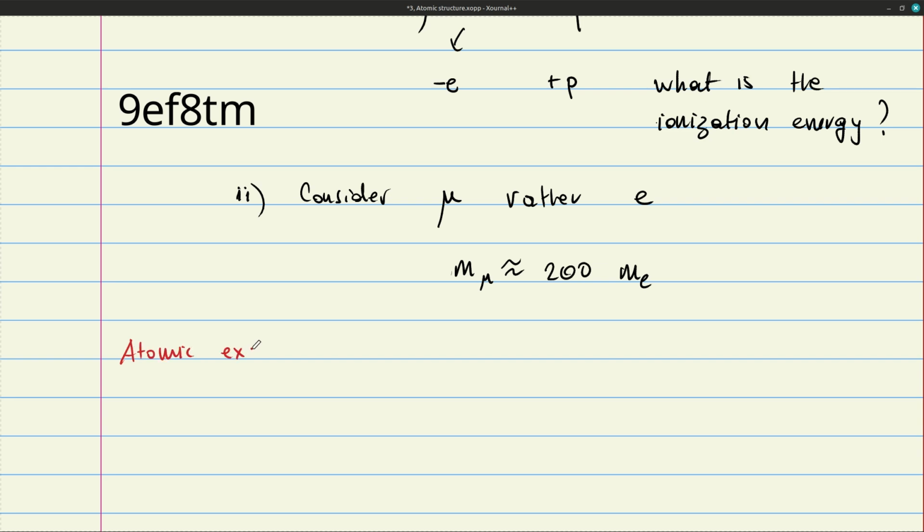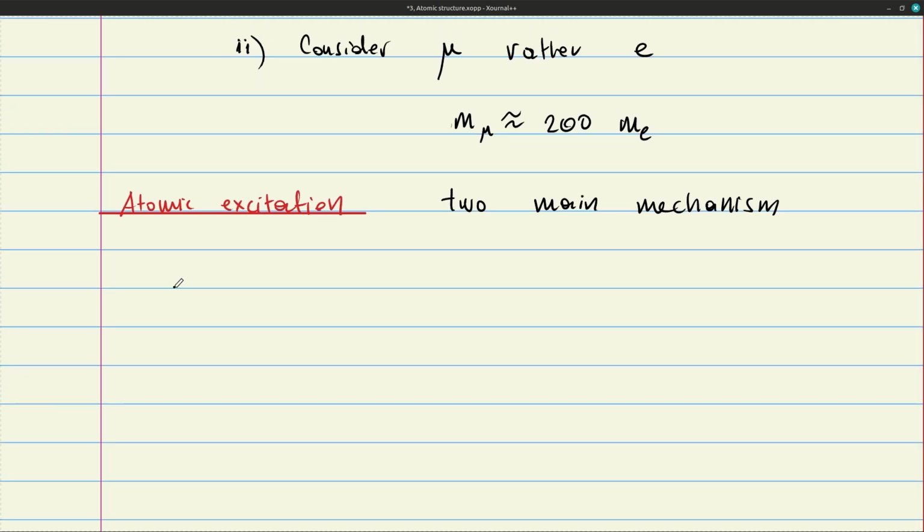Atomic excitations. So we have two main mechanisms. First, two atoms: we can collide two atoms and then see how the atomic structure changes. Two atoms collide. So it's something like that.